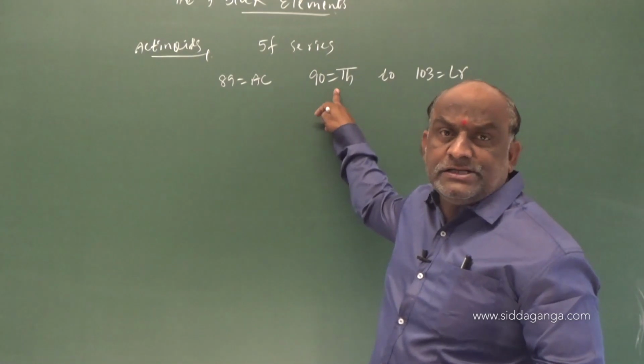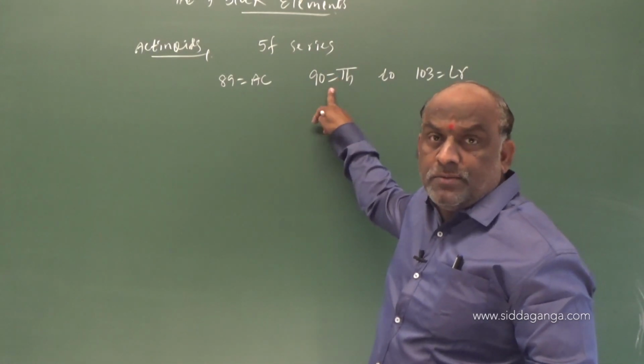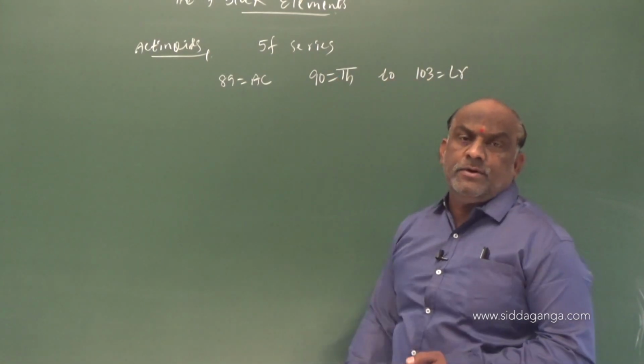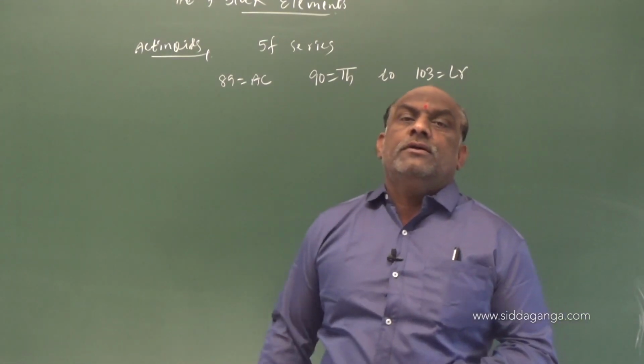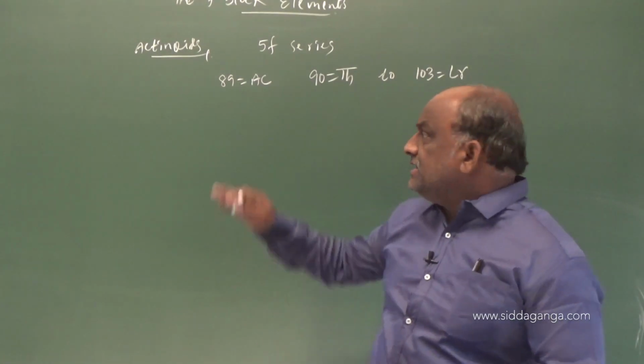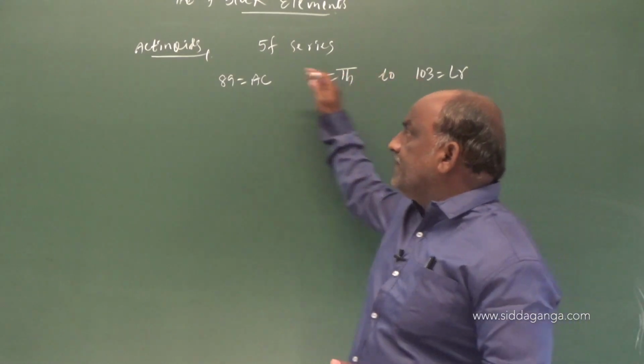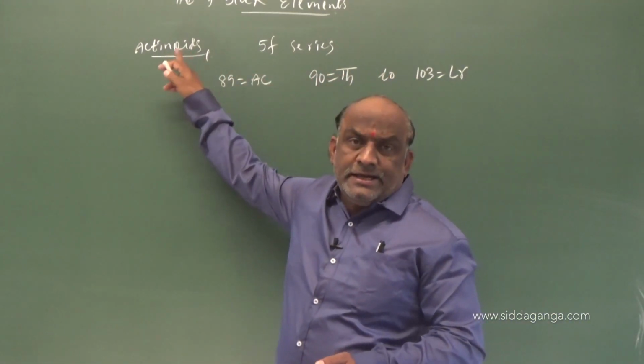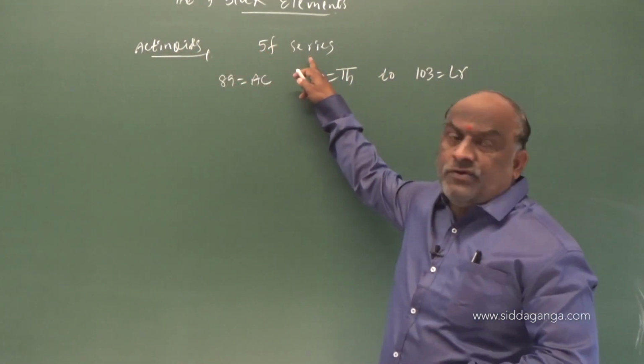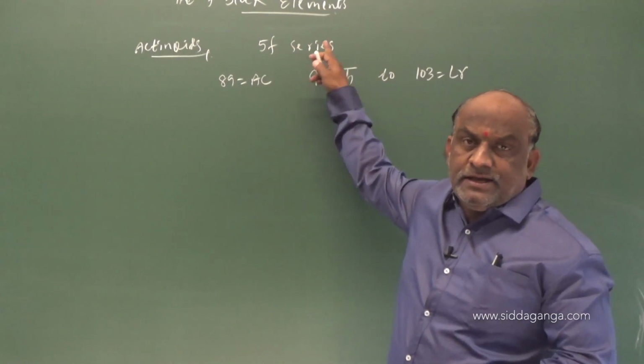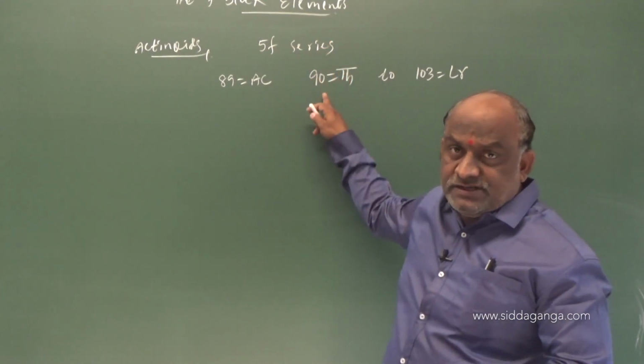Atomic number 90 is thorium, to atomic number 103. Atomic number 103 is said to be lawrencium. These elements are said to be actinoids, and actinoids belong to the 5f series.